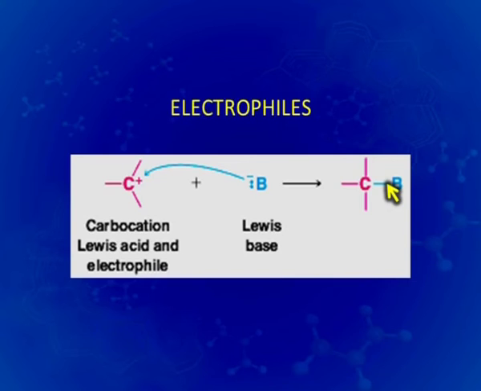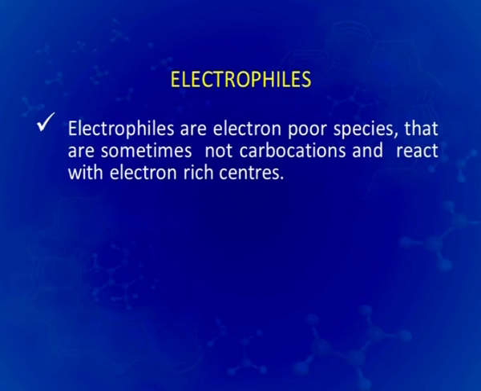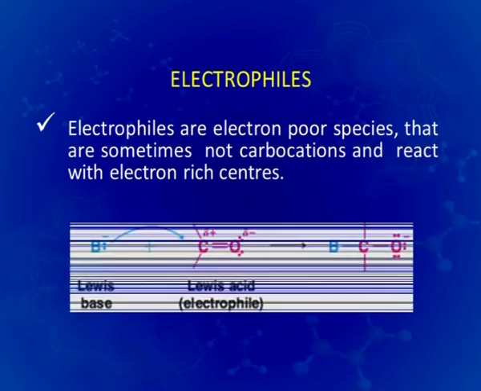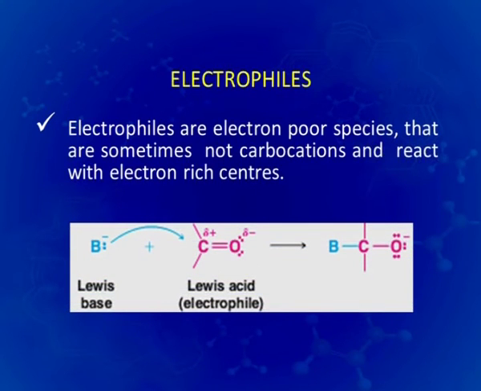So, electrophiles are electron poor species that are sometimes not carbocations and react with electron rich centers. Such electrophiles, wherein we have an example which we saw in the case of nucleophiles, are carbonyl compounds. We have a positive center here which acts as an electrophile, electron deficient, and is being attacked by a Lewis base, and during the course of this reaction forms a bond and the product.